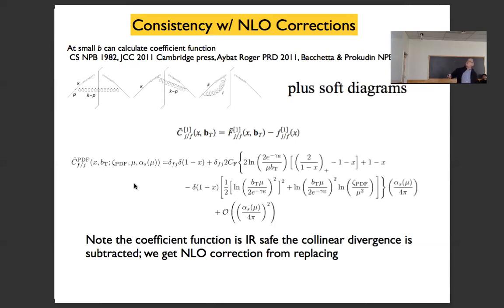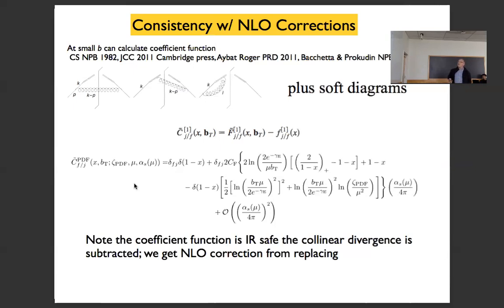And here you have the first order TMD in B space. And so you have to calculate a bunch of diagrams. The result is well known. It's been known for 7 years now in the formalism that John developed. So here is the coefficient function for the quark into a quark. And you have this expression.